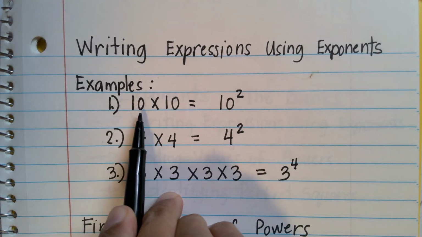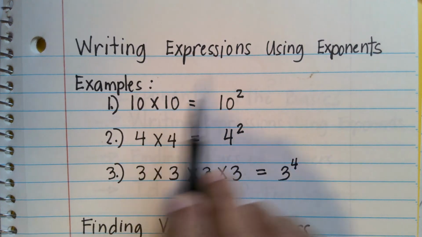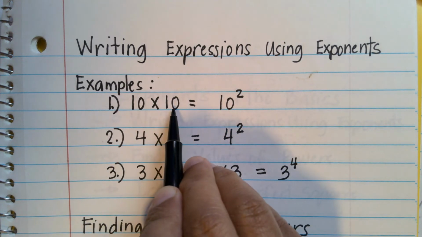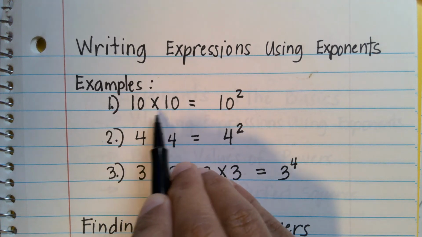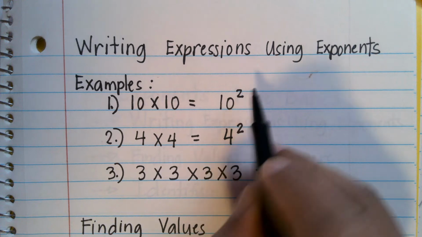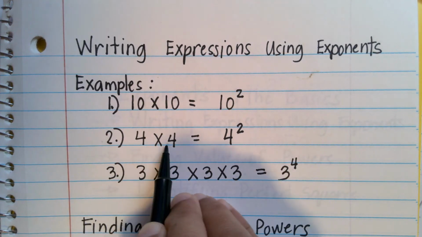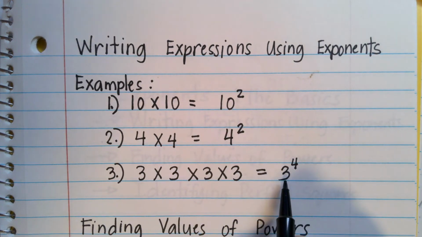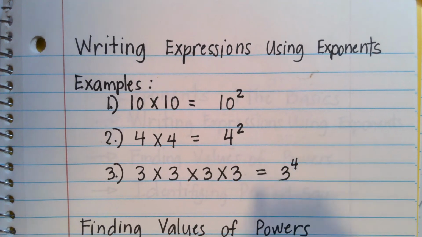Notice that here the factor 10 is repeated, okay? And it's written twice. The exponent tells you how many times the base 10 is used as a factor. Here it is used as a factor twice, so the exponent is 2. Here the base 4 is used as a factor twice, so again the exponent is 2. Here the base 3 is used as a factor 1, 2, 3, 4 times, that's why the exponent is 4.